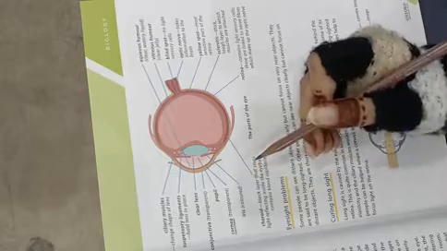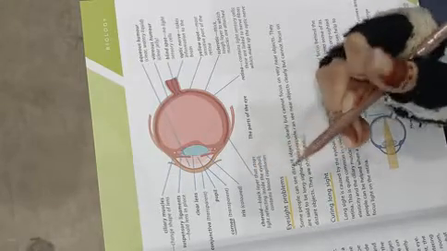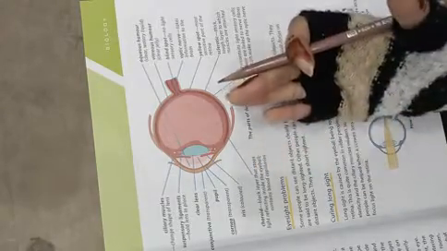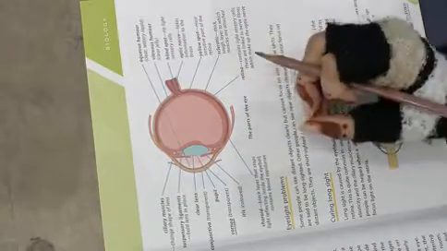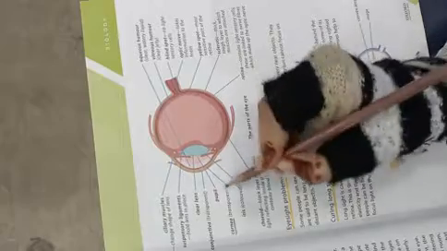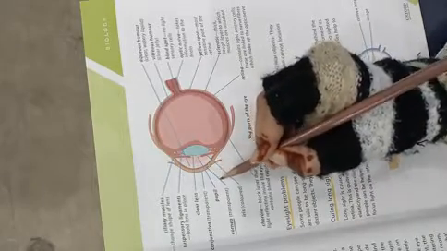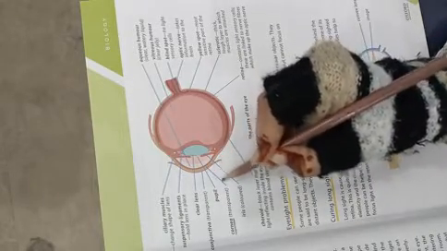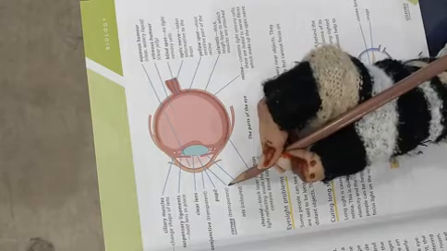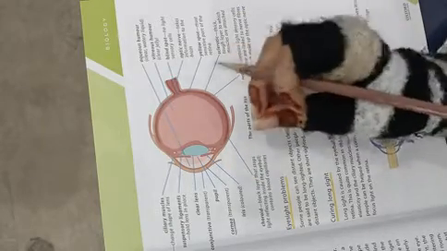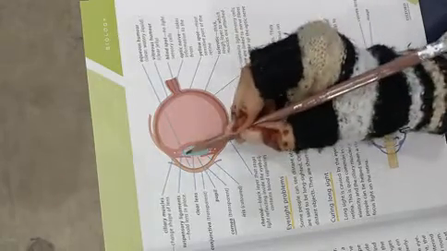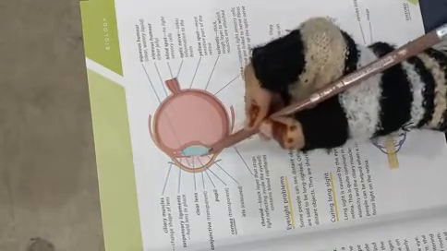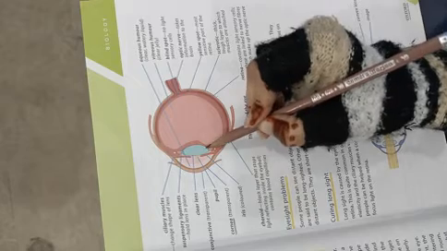Now what is the function of the cornea? The cornea functions like a window that controls and focuses the entry of light into the eye. As you can see, it is the outermost layer, so it acts as a window that focuses the entry of light into the eye. The next one, as you can see here, is the lens.